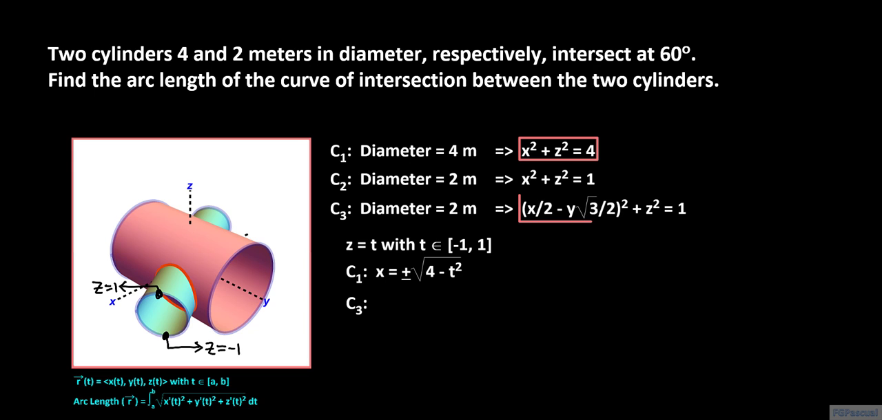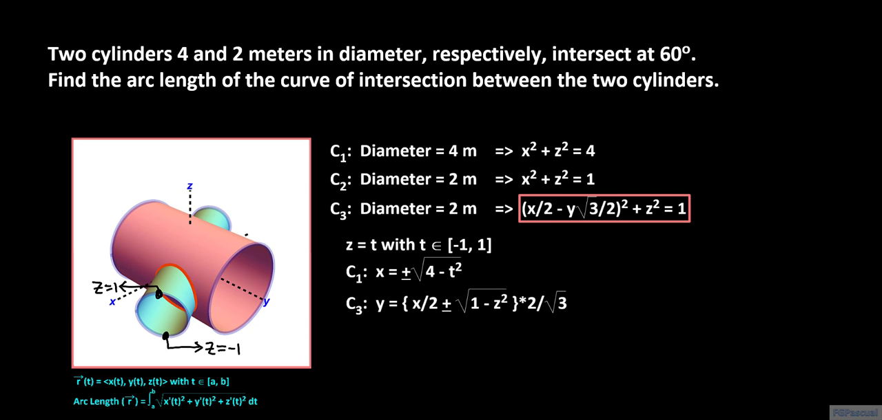We use the equation for C sub 3 to solve for y. y should be equal to the quantity x over 2 plus or minus the square root of 1 minus z squared, the whole quantity multiplied by 2 divided by the square root of 3.